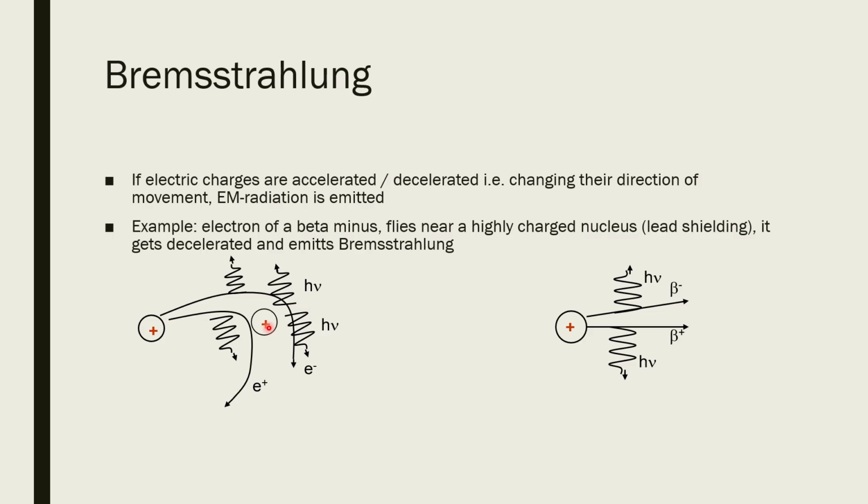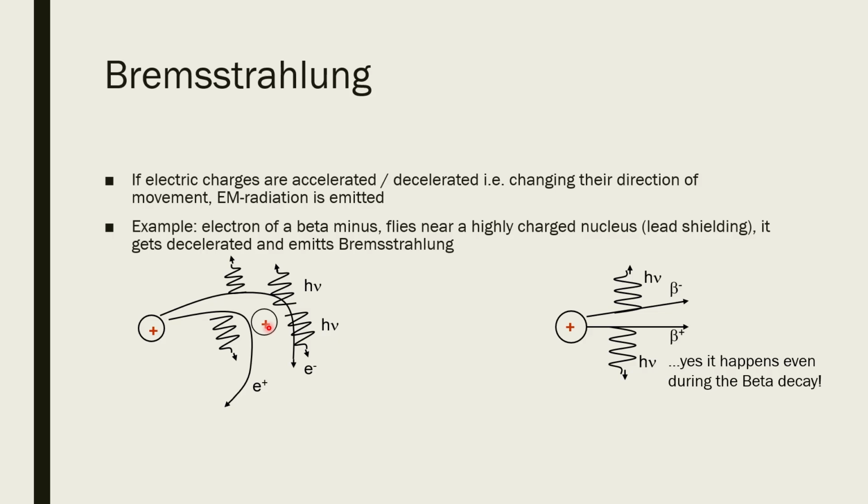For example, if we have an electron, which is negatively charged, so we have a charged particle, and it flies near a highly charged nucleus, for example, the lead atom from a lead shielding, it will get decelerated via this attractional force between the positive and the negative, and then emits Bremsstrahlung. In this case, we have very harsh Bremsstrahlung because this deceleration is very fast.